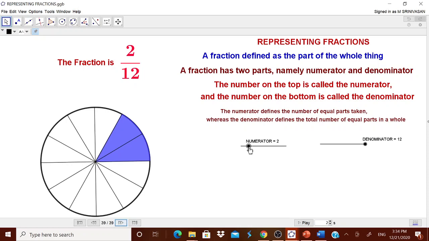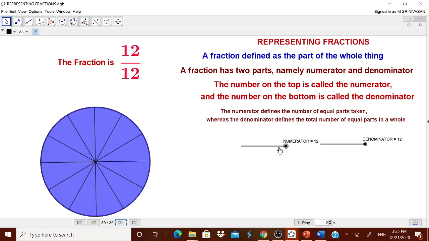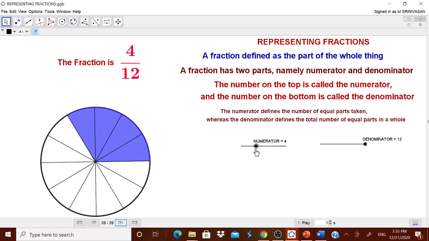Okay. Suppose 1 by 12, 2 by 12, 3 by 12, 4 by 12, 5 by 12, 6 by 12 and so on. You can show it to the children. But you should be a little bit careful. Here the numerator should be less than the denominator. This is only for showing proper fractions.